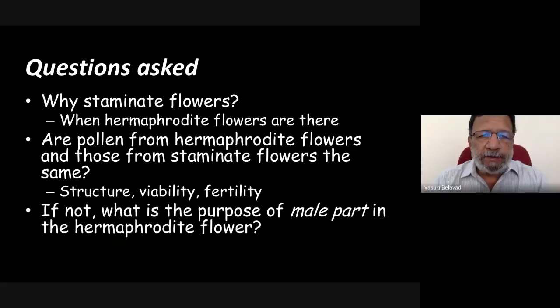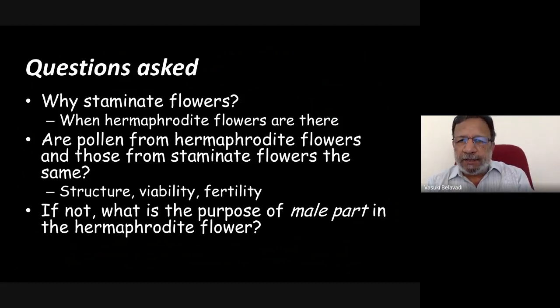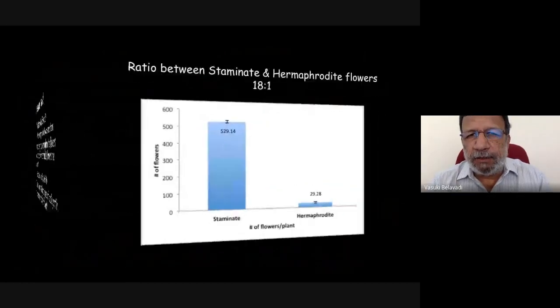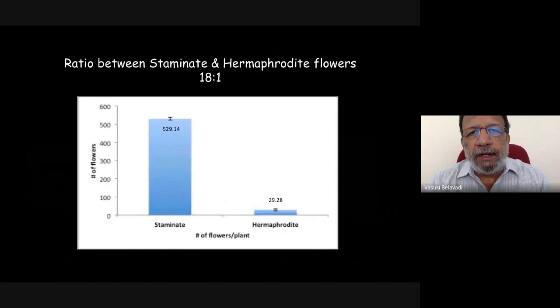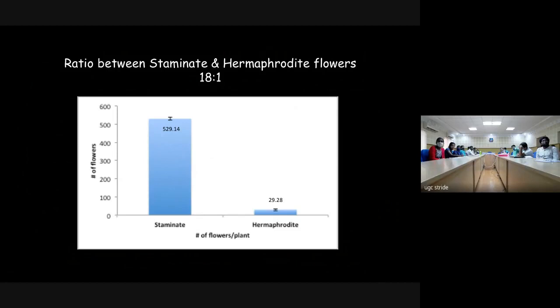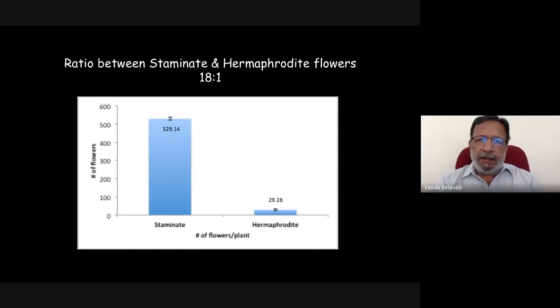And the third one is, if the pollen from hermaphrodite flowers and staminate flowers are different, then what is the purpose of the male part in the hermaphrodite flower? Why is it there? So these are some basic questions that we asked when we started working on this. When we looked at the ratio between the staminate and the hermaphrodite flowers, you see that the ratio is 18:1. So for every one hermaphrodite flower, there are 18 staminate flowers.